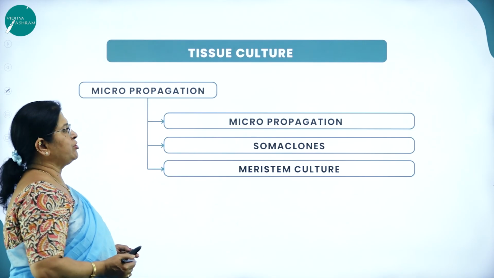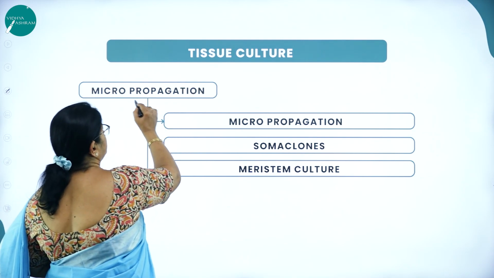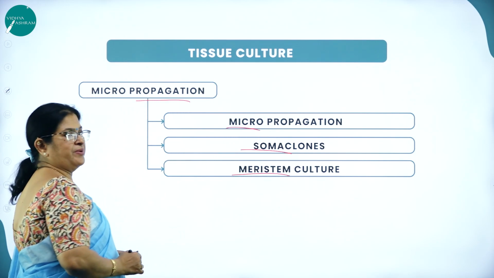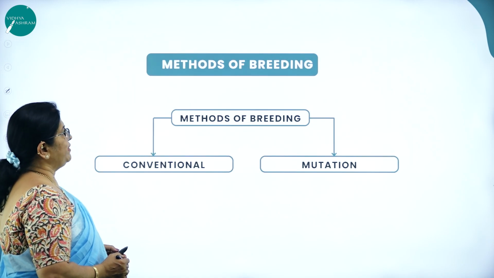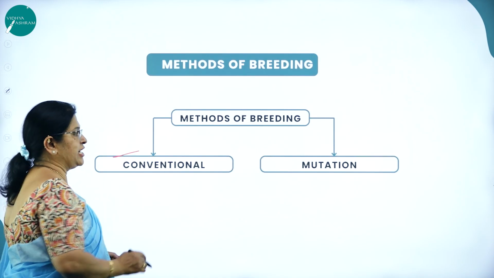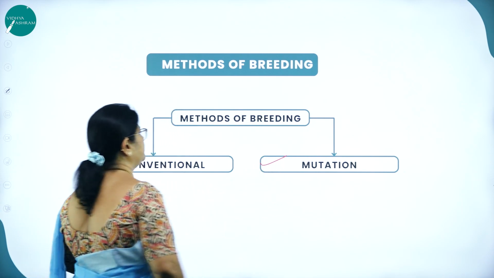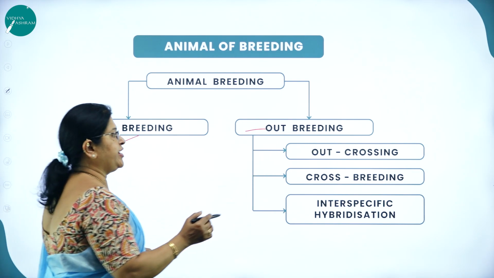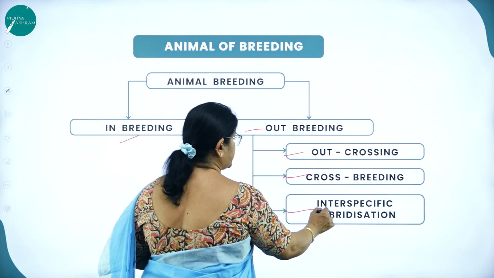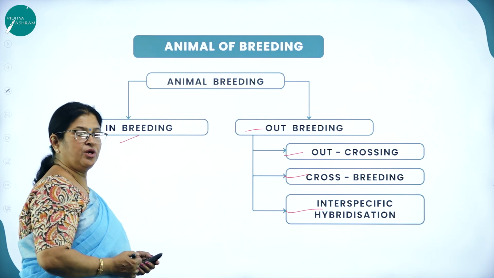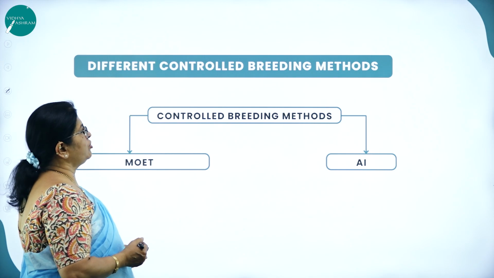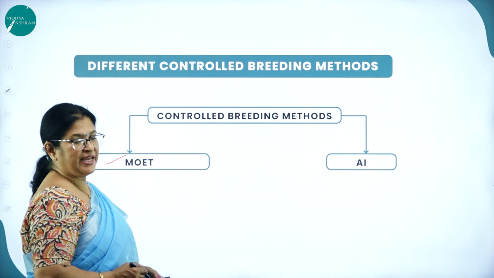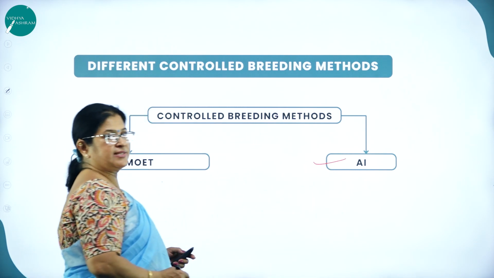Then micropropagation, that is tissue culture, where we also use the word micropropagation. So producing of somaclones through meristem culture. Then methods of breeding are of two types, conventional method and mutation method. Then animal breeding, that is inbreeding, then outbreeding. In outbreeding, we have the methods outcrossing, crossbreeding and interspecific hybridization, where we discuss the mule. Then different controlled breeding methods like MOET, that is multiple ovulation and embryo transfer. Then AI, that is artificial insemination.